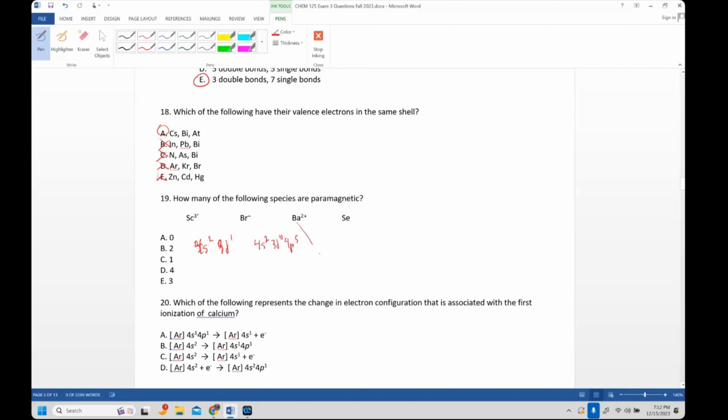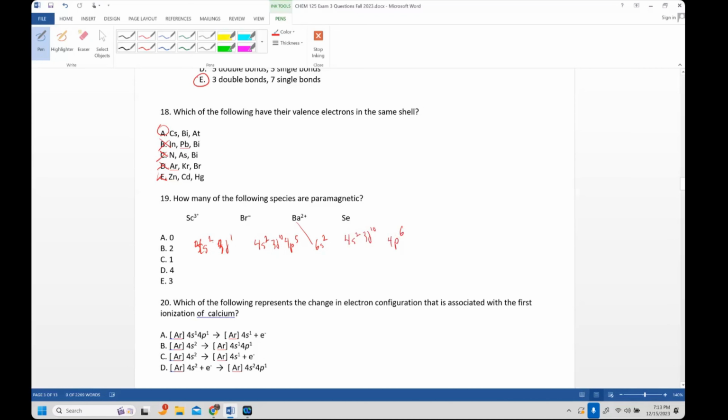Barium, let's just put it as 6s2. And then selenium is 4s2 3d10 4p4. Okay, so these are all the ground states I put. I didn't put the charges yet.